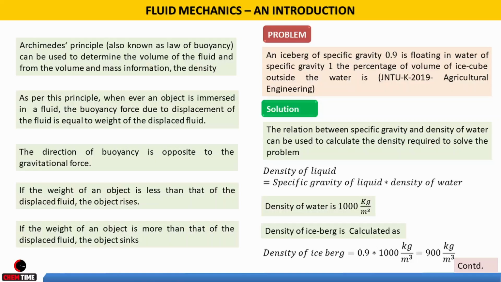First and foremost thing is the relation between specific gravity and density. Here ice is solid and water is a liquid. For both ice and water, the reference substance is water, whose density is 1000 kgs per meter cube. Therefore, the density of the iceberg is specific gravity into density of water, so 0.9 into 1000 kgs per meter cube, that is 900 kgs per meter cube. Water specific gravity is 1. Therefore, the density of water is 1 into 1000 kgs per meter cube, that is 1000 kgs per meter cube.